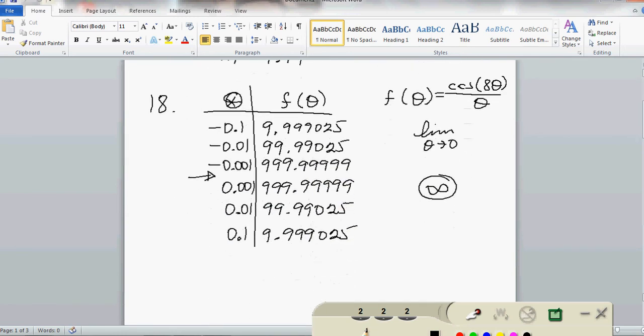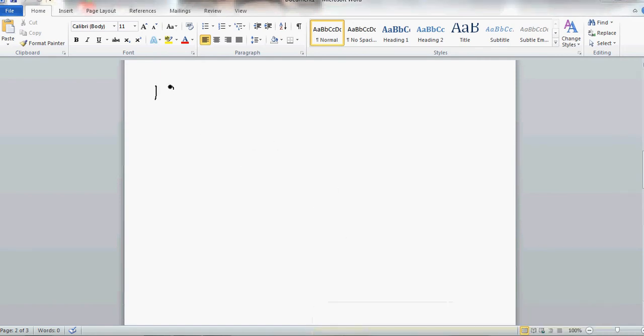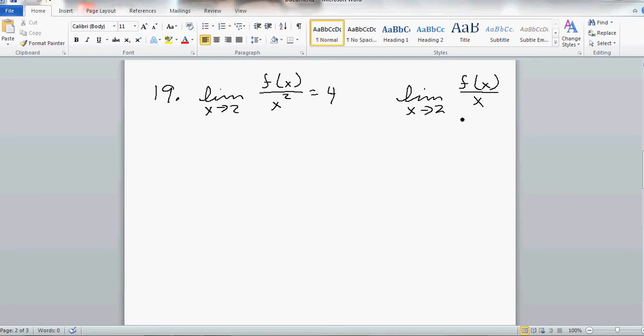Now the final two examples, we actually have to start thinking through and determining, what can we do with this? So let's look at example number 19. Number 19, we know that the limit as x approaches 2 of f of x over x squared equals 4. We want to find what is the limit as x approaches 2 of f of x over x. Now, in order to do this, the first thing we need to know is what is the limit as x approaches 2 of f of x? And we're going to have to use this equation here to do that.